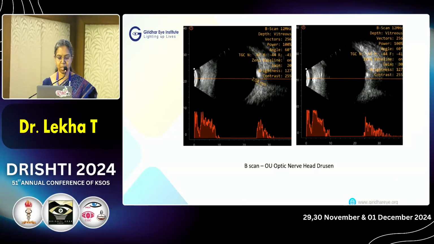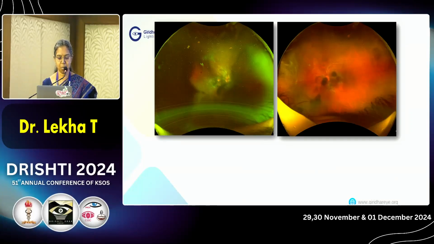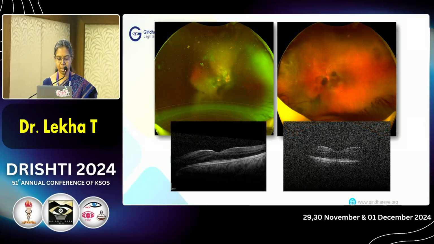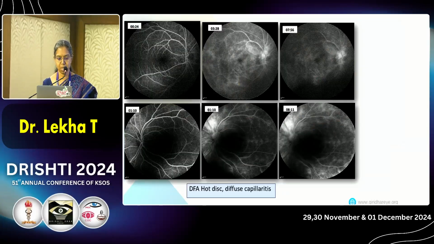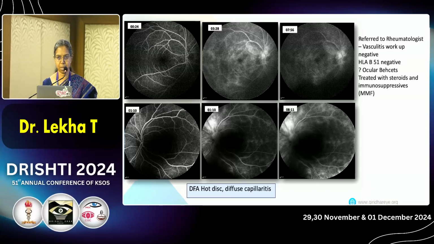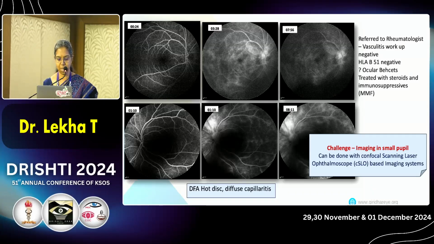But don't stop there. We tried our Optos, which gave us the information that there is no major pathology in the fundus except for the disc elevation. Though a hazy image, OCT macula showed that the foveal contour was normal. Then we proceeded with DFA, which showed hot disc and diffuse capillaritis, which enabled us to start systemic therapy, and he has been remaining stable.